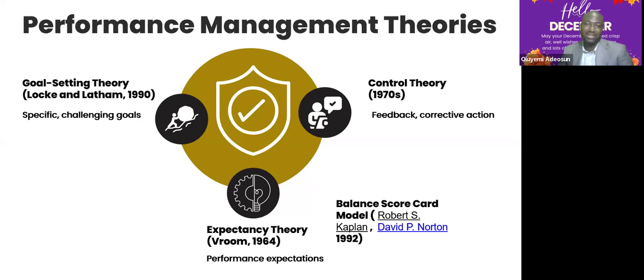So again, this is not everything, but you have goal setting theory, Locke and Latham, 1990. You have what we call the control theory, okay, which focuses on feedback and corrective action. Okay, the goal setting theory speaks to specific challenging goals. We've already discussed the expectancy theory, which speaks to performance expectations. And then we have the balanced scorecard model, okay, Kaplan and Norton, which speaks to the 4 dimensions of performance management.